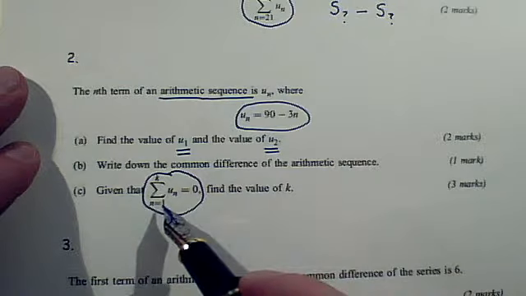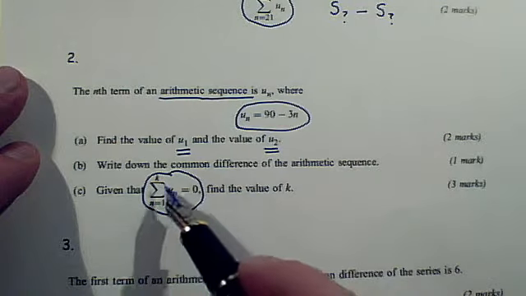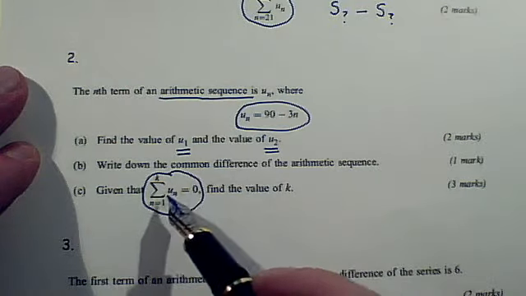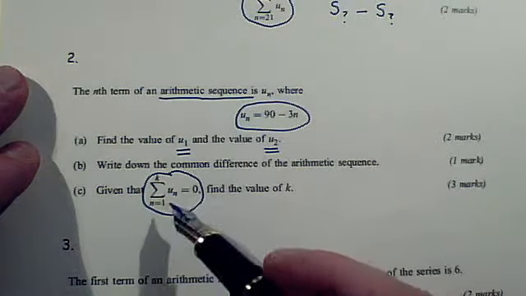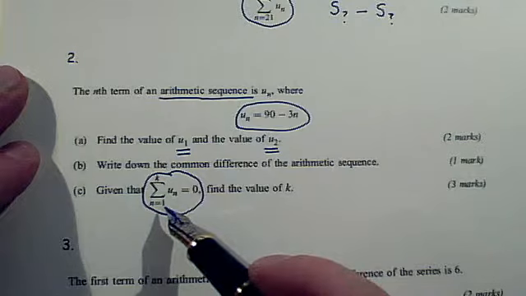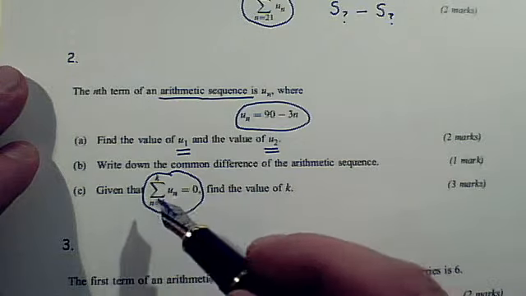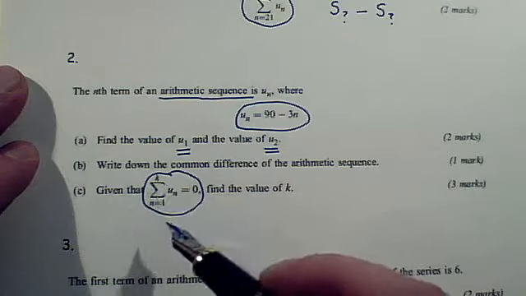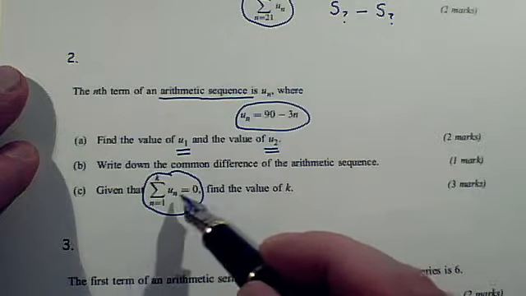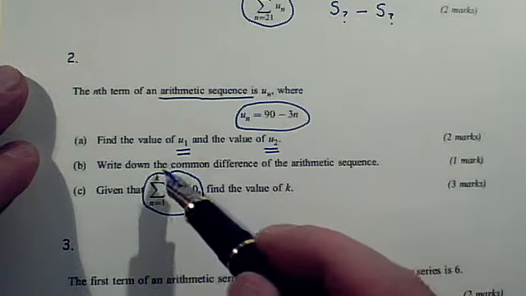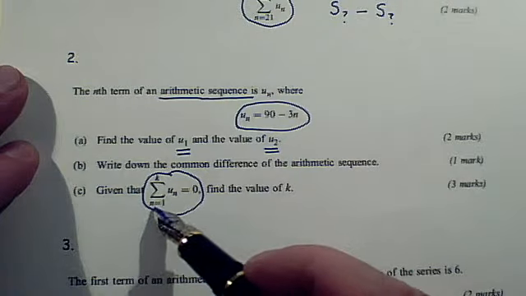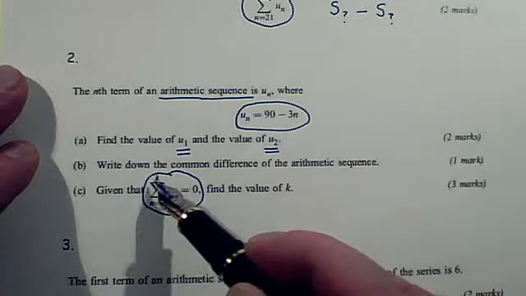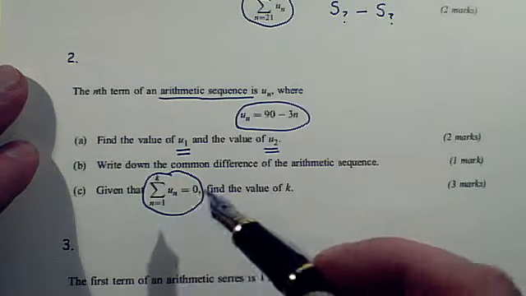Now this means the sum from n equals 1 to k of un, in other words, the sum of un, which is the nth term, starting with n equals 1, i.e. the first term, and ending with n equals k, the kth term, and that has to equal 0. So this is just a complicated way of saying the sum of all the terms from the first one up to the kth one has to equal 0.